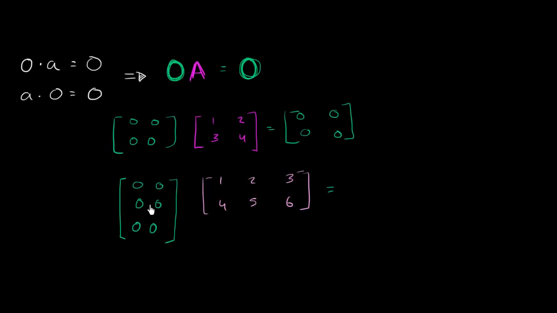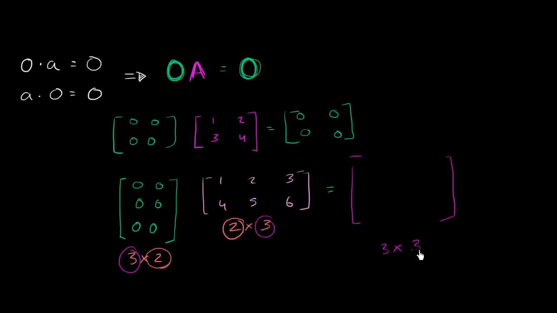Well, when you multiply them, let's think about it. Let me just write the dimensions. This is a 3 by 2 matrix. This is a 2 by 3 matrix. So we know that we have valid matrix multiplication going on right over here. The number of columns in the first matrix is equal to the number of rows in the second one. And we also know that the resulting product is going to be a 3 by 3 matrix. And I'll leave it up to you to verify that all the entries here are going to be 0.